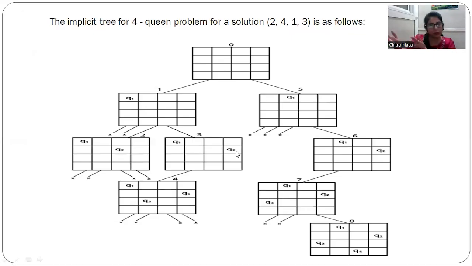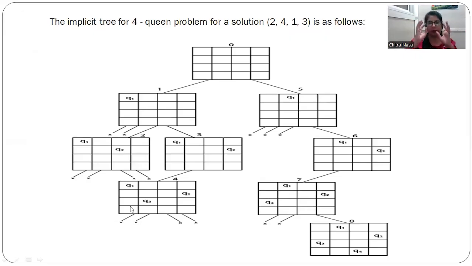We can put it in the fourth cell. So let's proceed for the fourth cell. If you put it here, then queen 3 can come in my second cell. So we put it here. Now, what would happen if I put it in here? Then my queen 4, I cannot put it anywhere.